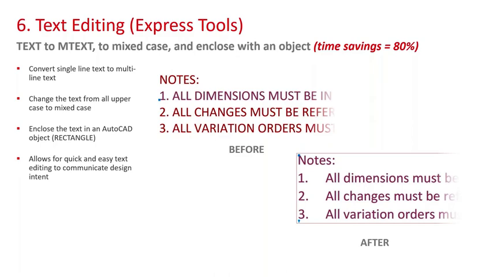But we're going to look in this case at converting some single line text to multi-line text, changing the text from all uppercase to what I call mixed case or sentence case. We're going to enclose the text in an AutoCAD object, a rectangle, and then that allows for quick and easy text editing to communicate your design intent because it's all multi-line text, and multi-line text allows you to work almost like a word processor. But again, time savings.